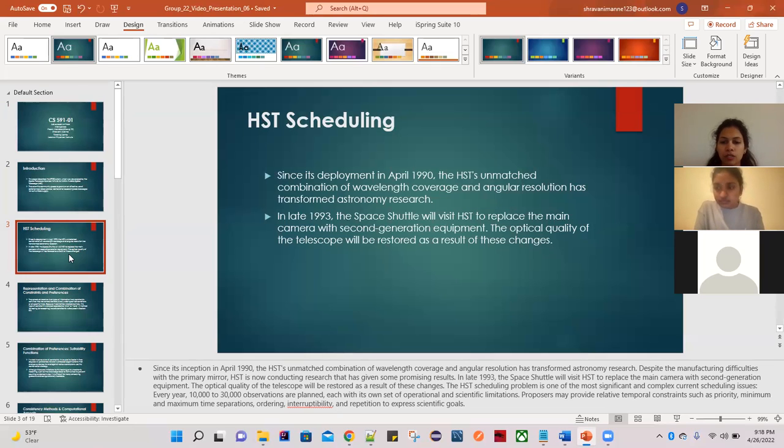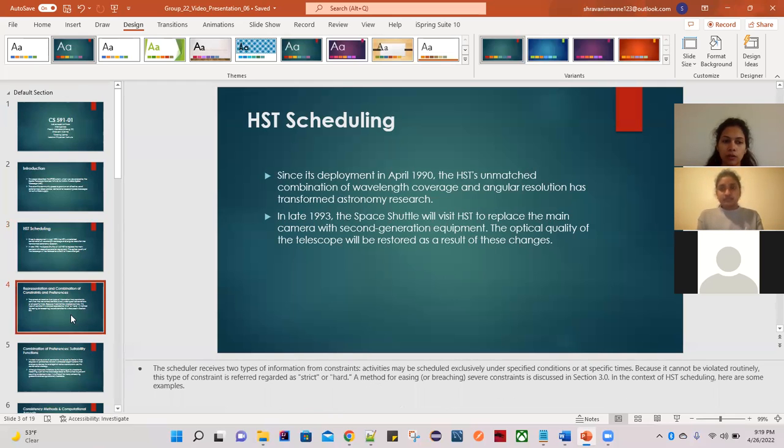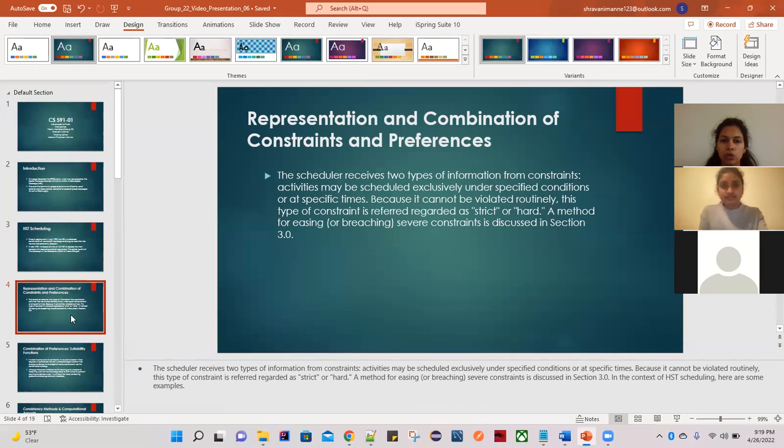Proposers have their relative temporal constraints as their priority, which leads them to the scientific goal. Now, the representation and combination of constraints and preferences. The scheduler receives two types of information from constraints, which include activities under specific conditions that cannot be violated routinely. This type of constraint is referred to as strict or hard.